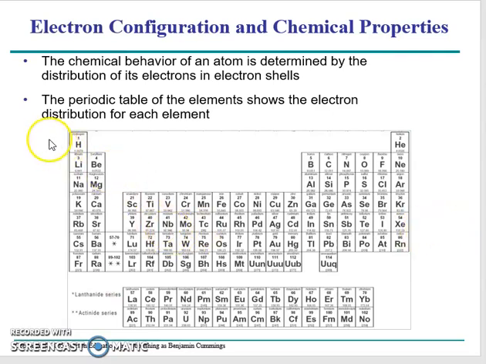We are going to restrict ourselves to pretty much the first three rows. Now, there are some other elements that are important to life that are further than that, like iron and a couple other things, but I think we're going to stick with the first three rows.